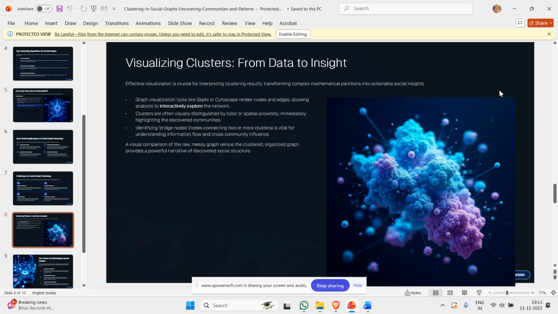Identify bridge nodes. Nodes connecting two or more clusters are vital for understanding information flow and cross-community influence. A visual comparison of the raw messy graph versus the clustered, organized graph provides a powerful narrative of discovered social structure.